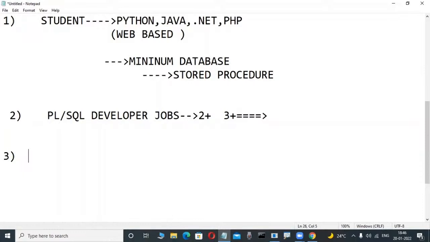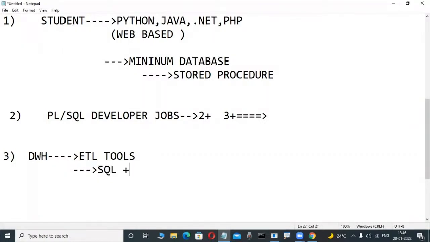What does that mean? Data warehousing technologies are there. In that, ETL programmers and reporting programmers are there. ETL means extraction, transformation, and loading tools. These persons need a little bit of SQL knowledge. PLSQL is not required, only SQL knowledge.